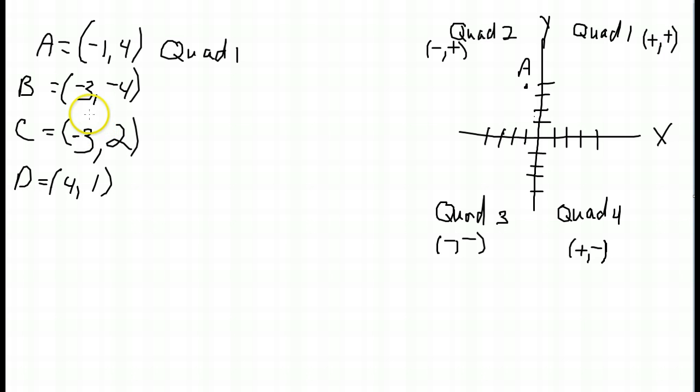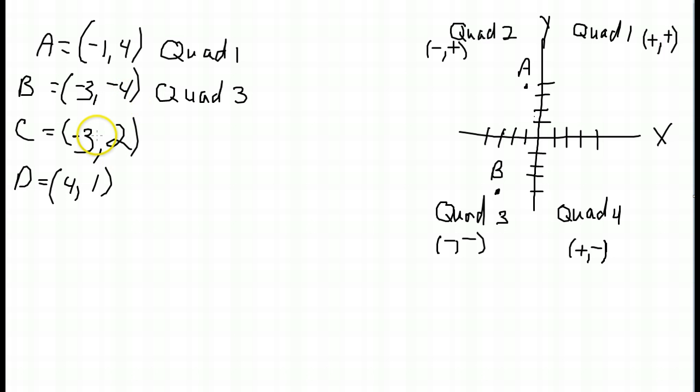Now, point B, you notice both X and Y are negative. Quadrant 3 is where both X and Y are negative. So we identify that this is in quadrant 3. And we go to quadrant 3. We move left to -3, down to -4, put a dot, and call that point B.